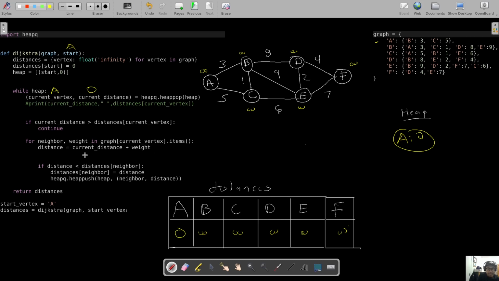All right. So the current distance is 0. Let's get our neighbor, which is B, and it has a weight of 3. So distance 3. And then our neighbor is B. We go check B. B is infinity. So we go here. Okay. B becomes 0 plus 3, which is 3. Okay. And then B is pushed into the heap.